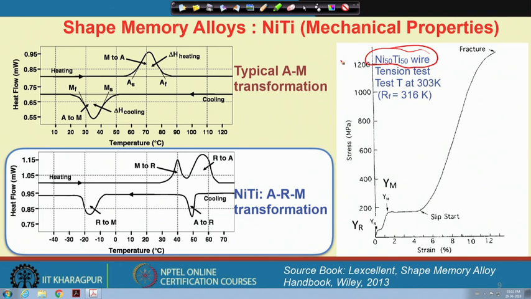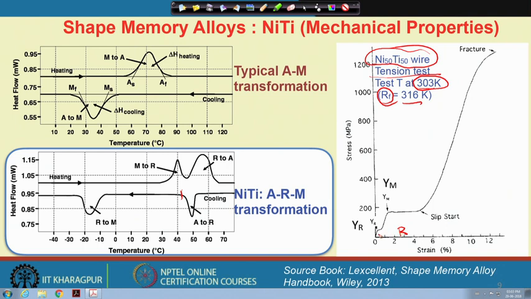I can take such a nickel titanium wire, and if there is an R phase, then you will see a difference in the tension test curve. This tension test is done at 303 Kelvin, and let us say the Rf is 316. So, here Rf is 316, let us assume at this moment. I have taken a sample with a complete R phase, so I am starting with the R phase only.